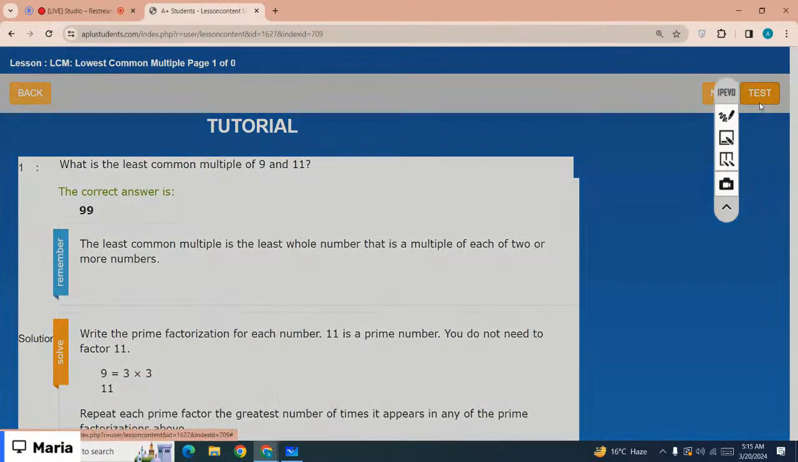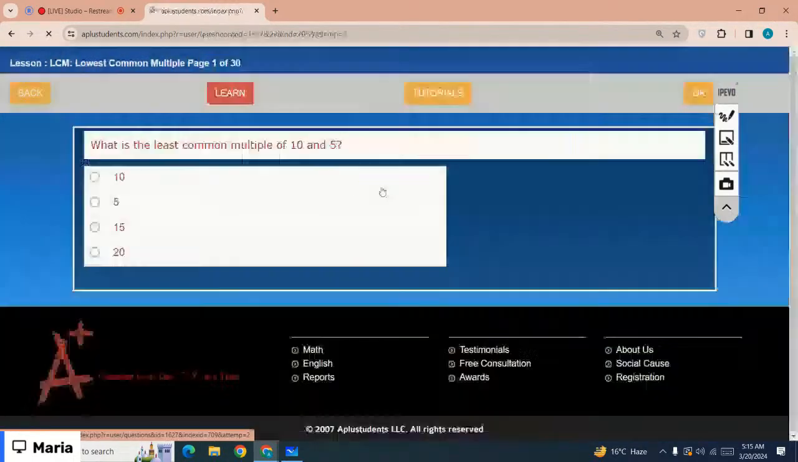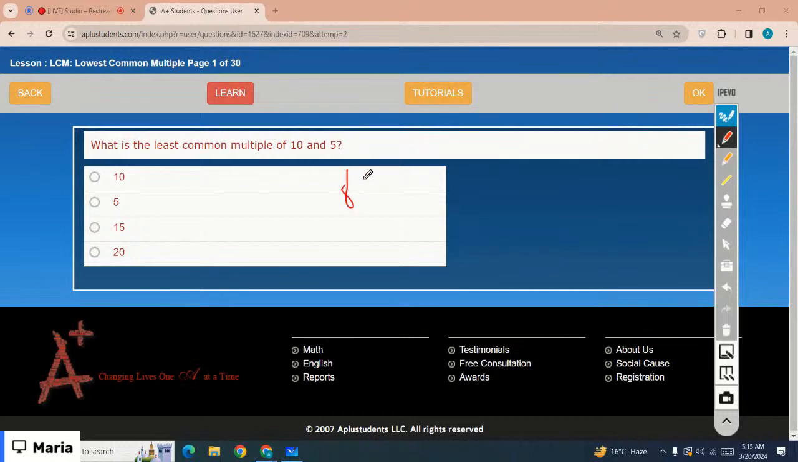Let's start with the test questions. What is the least common multiple of 10 and 5? You have to write down the prime factors. The prime factors of 10 are 2 times 5, and the prime factors of 5 are 1 times 5. So this is the common multiple and this is the non-common multiple. You do 5 times 2. That is the LCM. LCM is 5 times 2, which is 10.